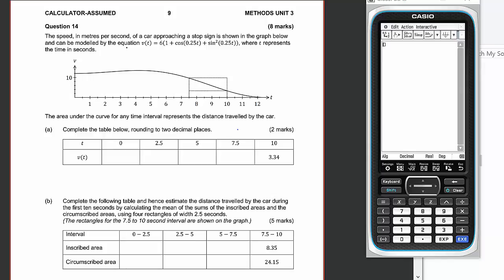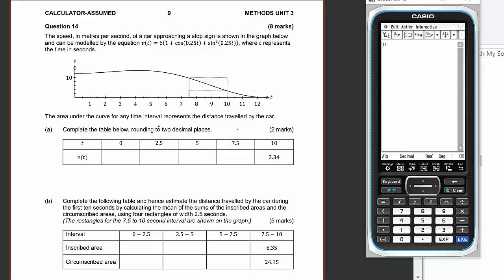Speed in meters per second of a car approaching a stop sign is shown in the graph below and can be modelled by the equation v of t is 6 multiplied by 1 plus cos 0.25t plus sine squared 0.25t, where t represents the time in seconds. And beware here, we must have the calculator in radian mode.